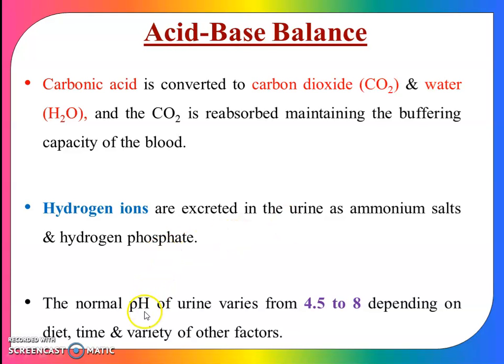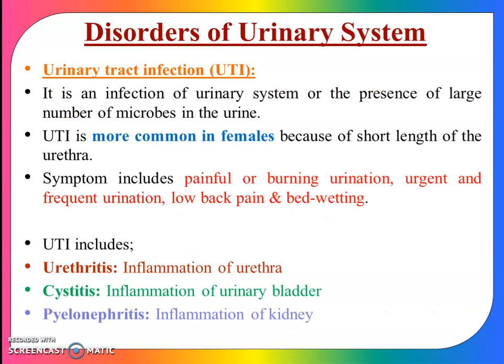Already you know the normal pH of urine varies from 4.5 to 8. That depends on the diet you are taking, time and a variety of other factors. So this is about acid-base balance, how to maintain the acidity and basicity of the system. Now we are moving to a different part, that is disorders of the urinary system. In that we are going to see different kinds of disorders which involve the urinary system.